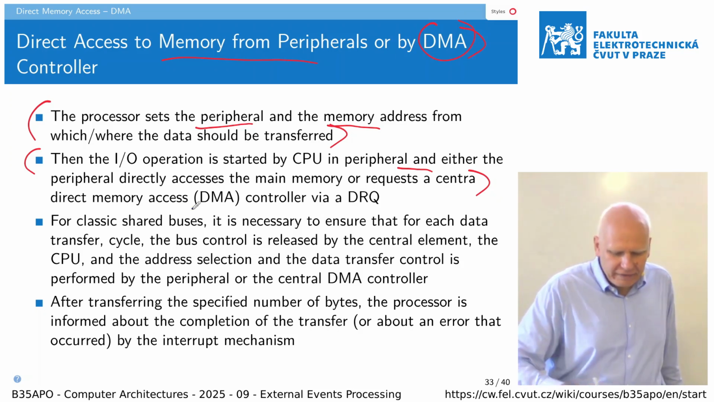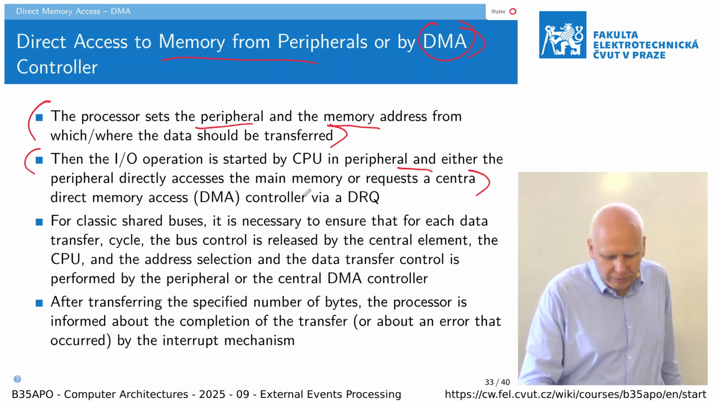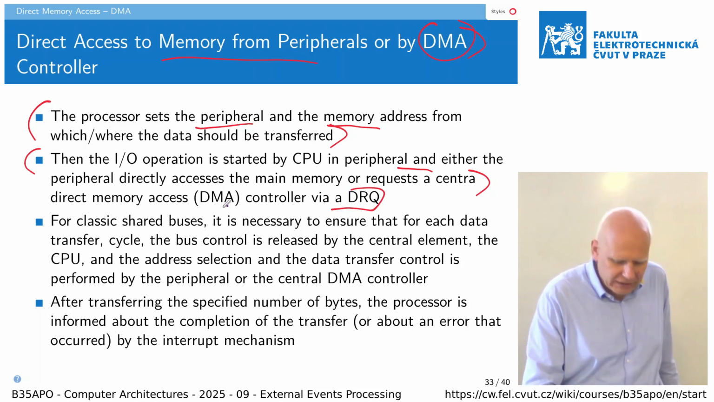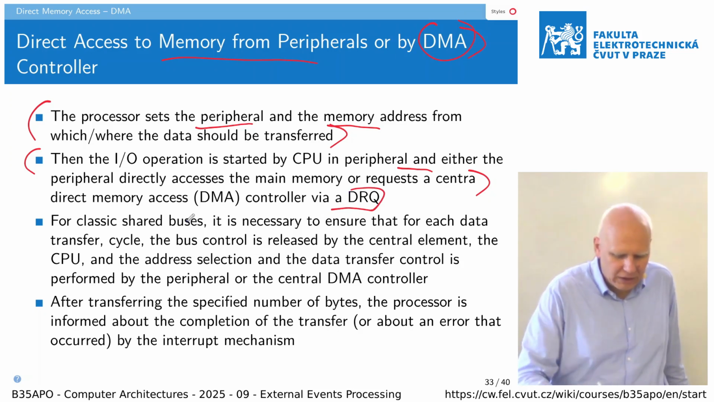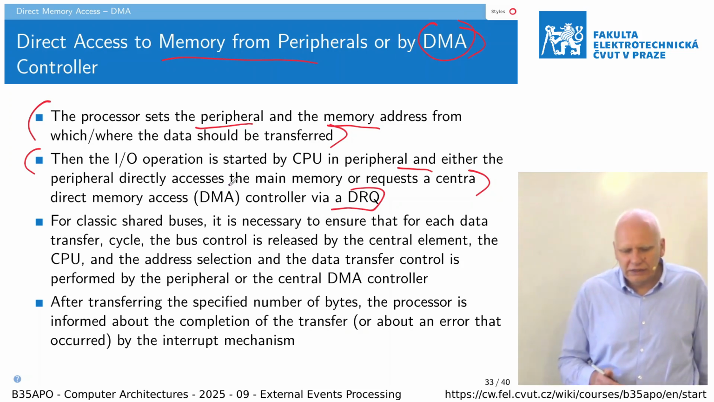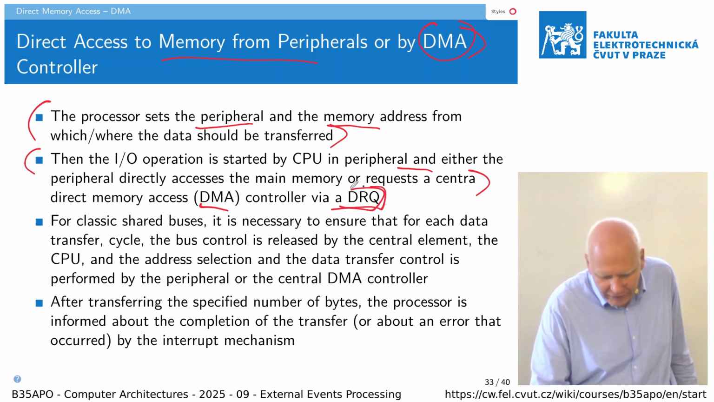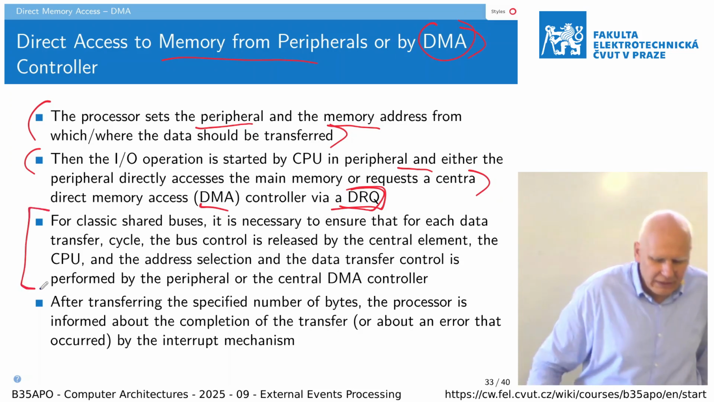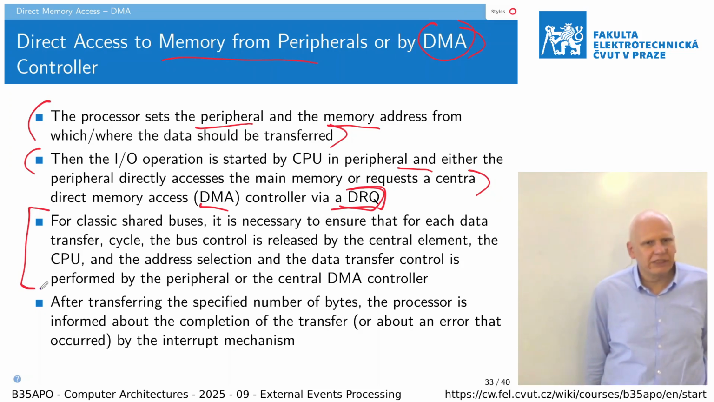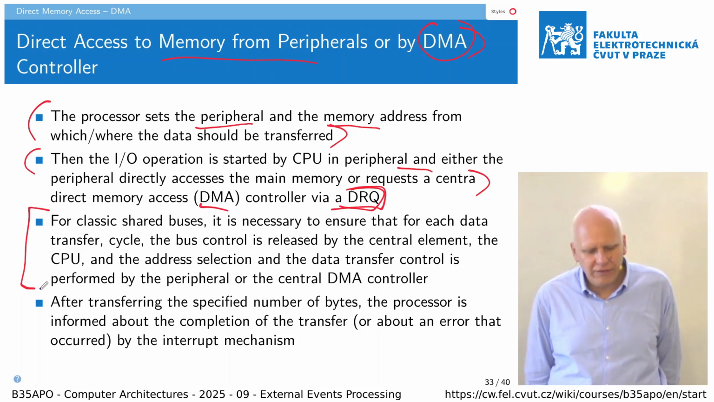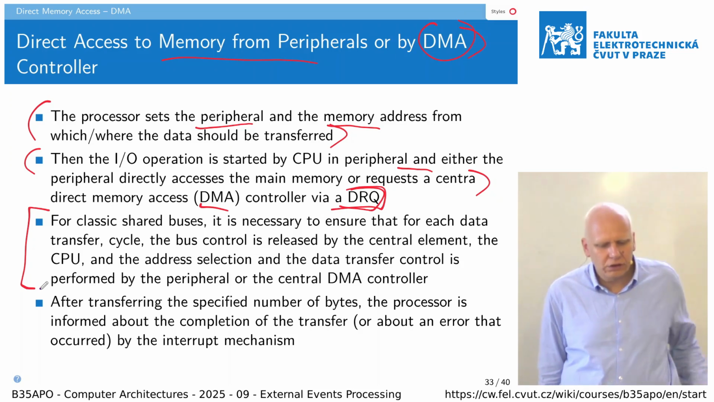The peripheral stores the data directly to the memory, and there are two possibilities. Either the peripheral can directly access the memory, or there is some DMA controller which it asks through the DMA request signal. There is one problem: if you have a classic bus, for example PCI, it has shared wires, so only one initiator can control the bus at a given time.